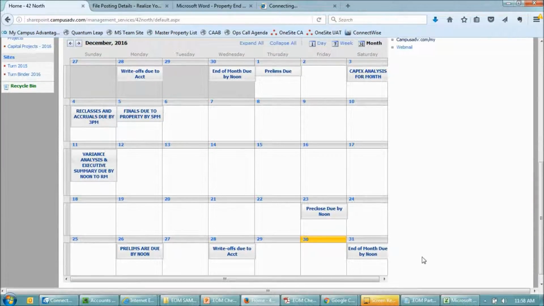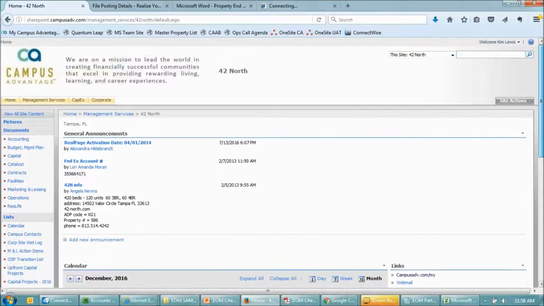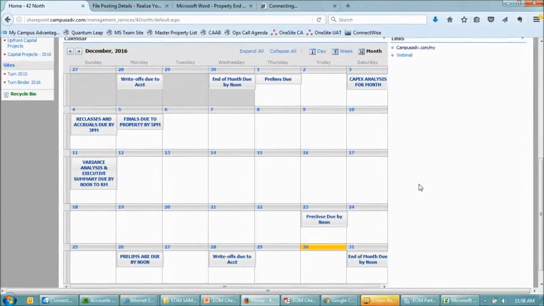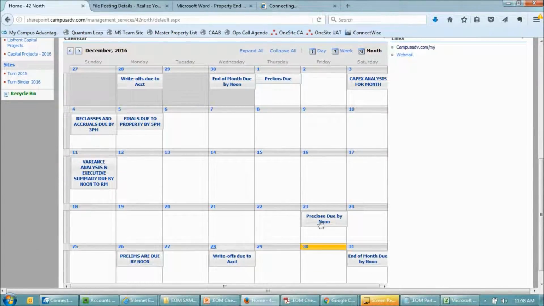But the property accountant will adjust your calendar to work with you on the day that it is due. Pre-close is due by noon. The dates will show here. I went to SharePoint and then the property specific site. The calendar is the first thing that pops up in the property specific site, and all of the relevant dates are here. Your variance analysis, and then any adjustments that are made for the day will reflect here as well.